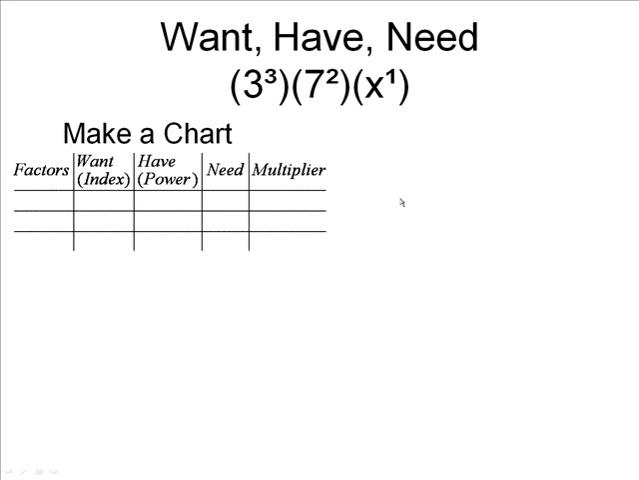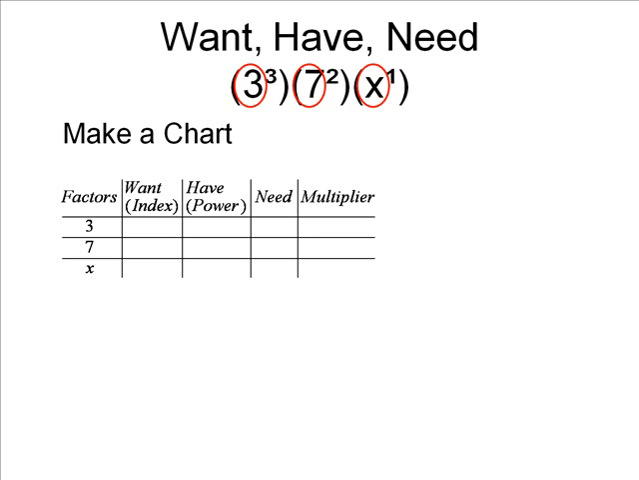So the first thing we want to do is make a chart. Our chart is going to list our factors: our want from the index, our have from the power, our need, which will be the subtraction that I mentioned, index minus power, and then the multiplier. First, we fill in our factors. Our factors are right there, the 3, 7, and x.